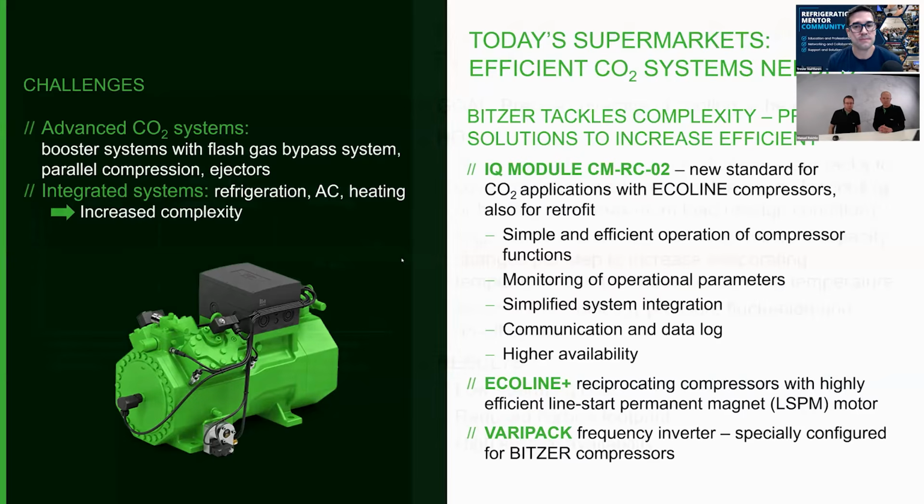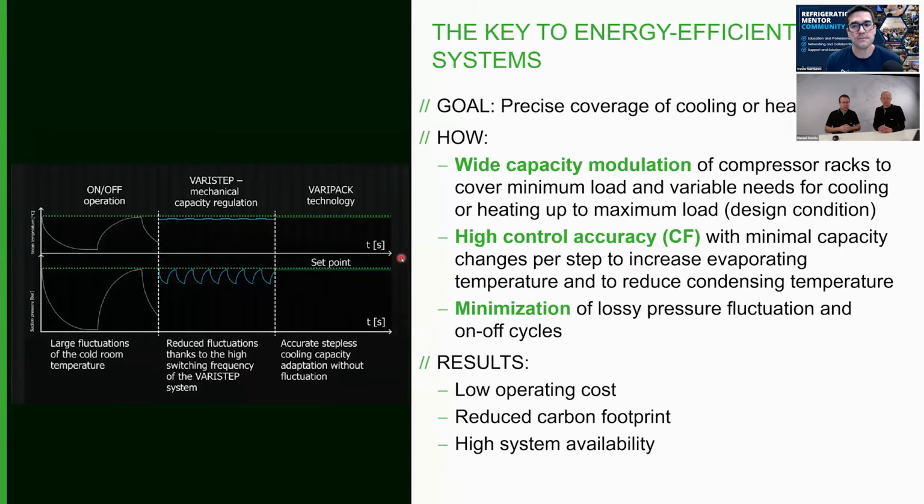Yeah, and then what we want to achieve is, when we speak about the capacity regulation, on the left side we see the mechanical capacity regulation, versus the on-off operation, for example. So in on-off, we always start the compressor, it goes down. When it reaches a certain set point, we stop it, and then we restart it. So on average, the suction pressure is lower than if we can control the capacity. So a wide capacity modulation is always good to cover the minimum loads.